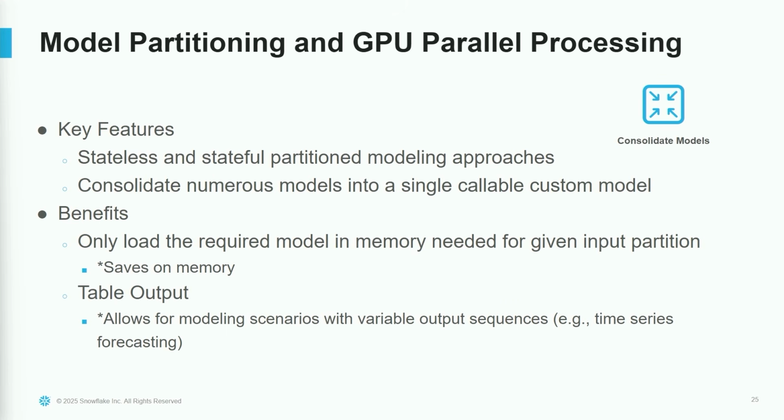Now, when you are doing multiple partitions, so let's say I'm forecasting sales for over 500 stores. When I do model inference, I'm not loading all 500 plus models at once. This saves on cost and time. I'm only going to load the corresponding and applicable store for getting that sales and forecast. So that saves you on cost and time.